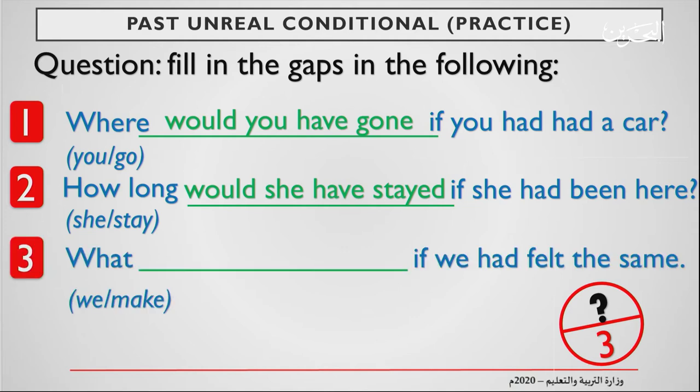The third one. What, gap, if we had felt the same? Question mark. You have we and then make. You have 5 seconds. Let's check the answer. The answer is, what would we have made if we had felt the same? Question mark. Now, give yourself a mark of 3 and let's carry on.